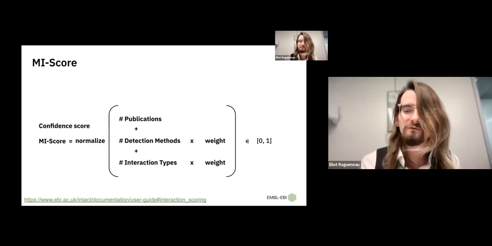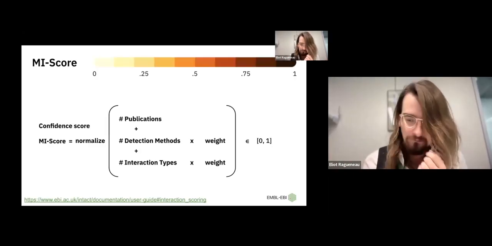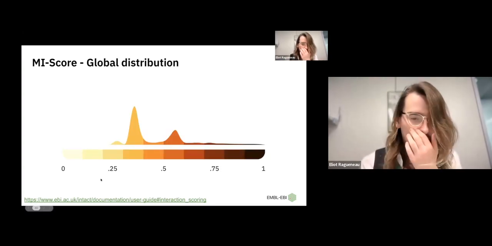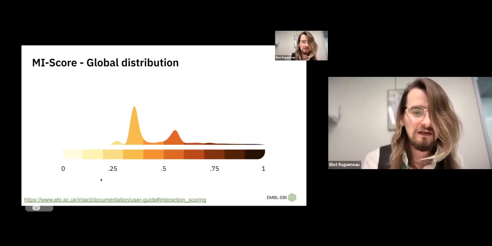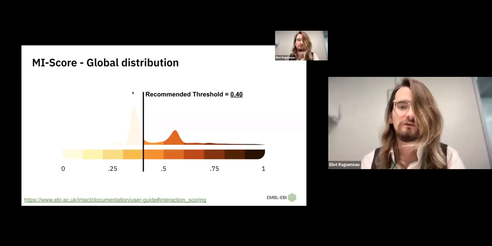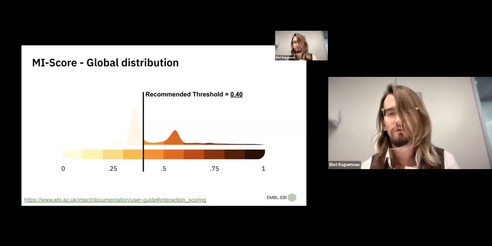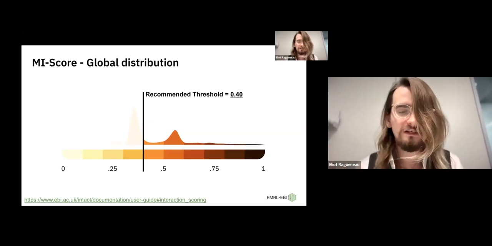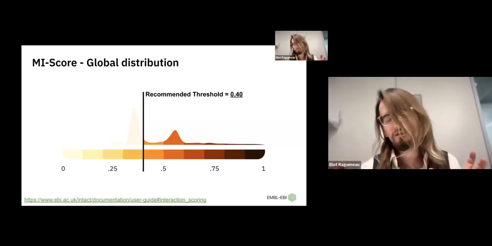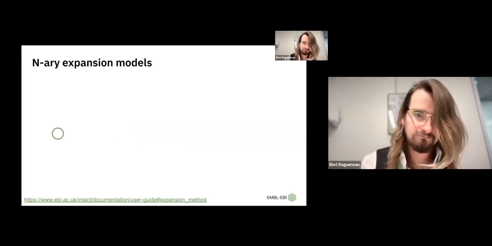Then we normalize all of that so that we achieve a score between 0 and 1. And this is the scale that you get out of it. This is the global distribution of scoring across IntAct. And as you can see, the vast majority is held over there. But what we recommend to have a high level of confidence within the interaction data that you observe is to put the threshold at 0.40, and then you have thrown away all the anecdotal pieces of evidence to really focus on what has been strongly observed multiple times.